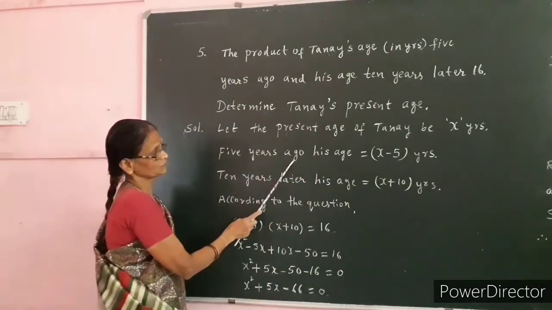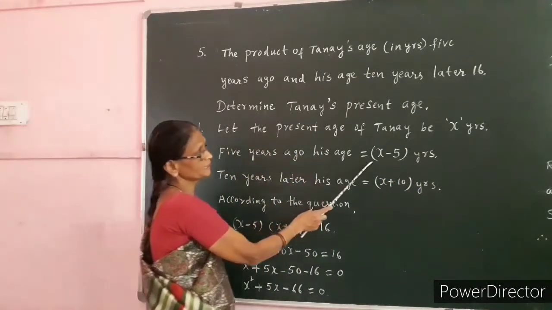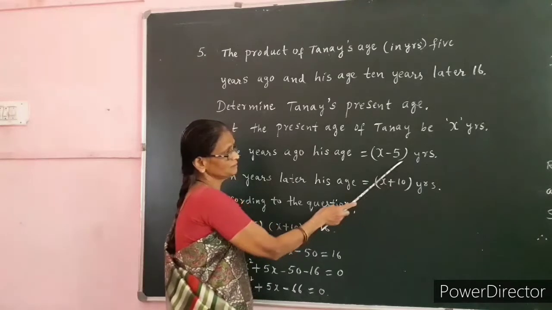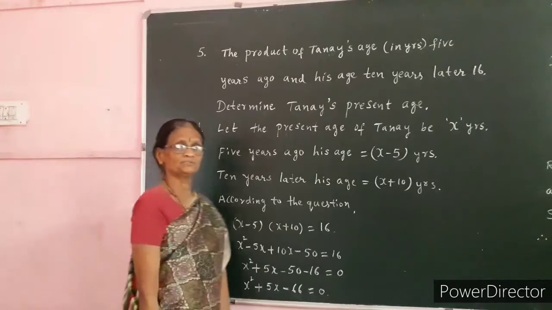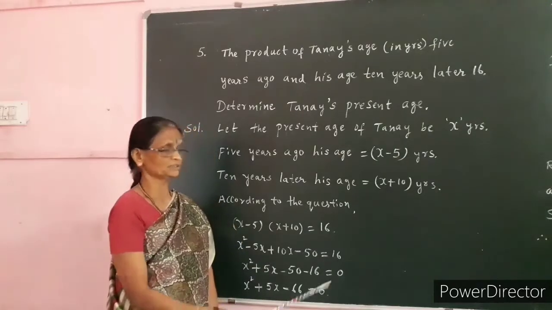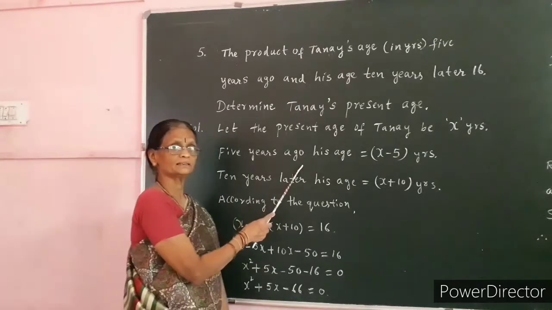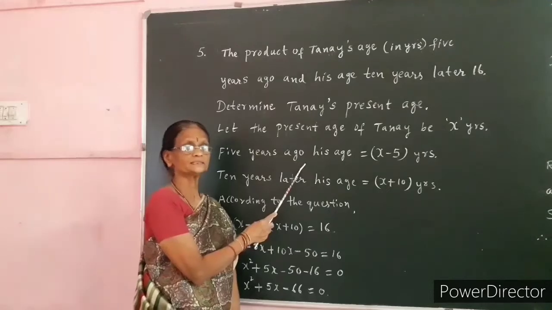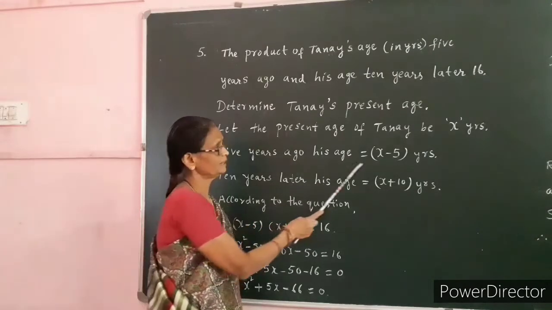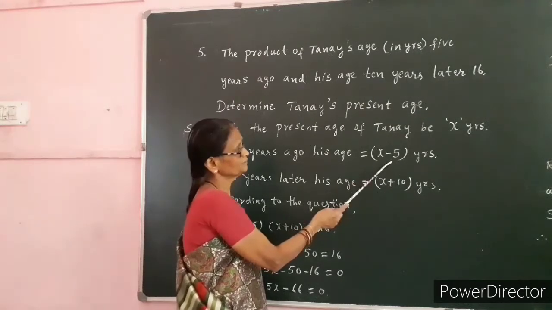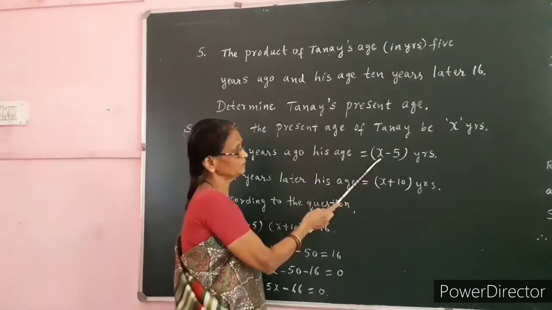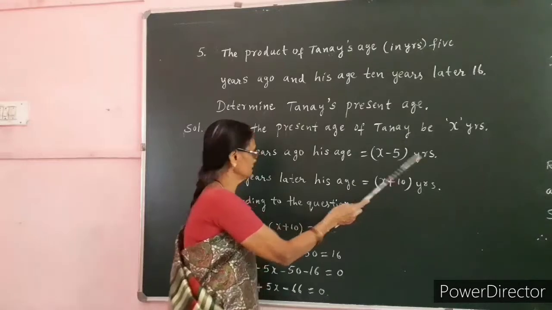Now, 5 years ago, his age becomes x minus 5 years. I will give a simple example. Your age now is 15. What is your age 5 years back? That is 15 minus 5, so that is 10. As it is, the present age of Tanay is x, so 5 years ago his age becomes x minus 5 years.